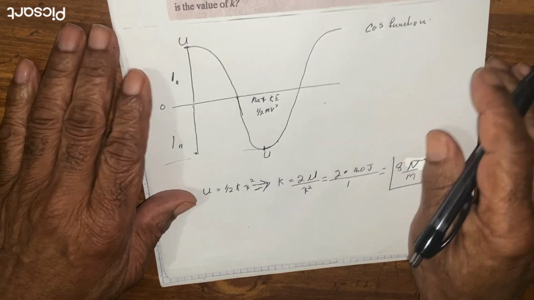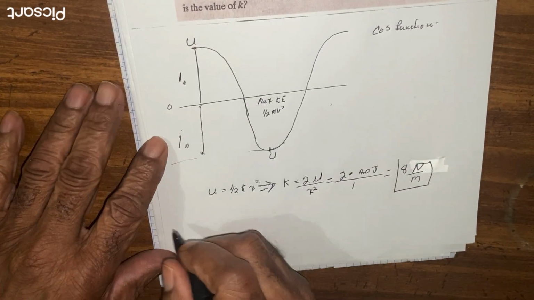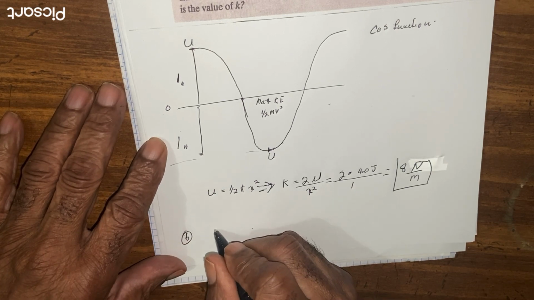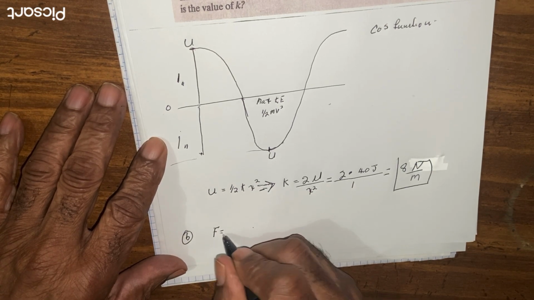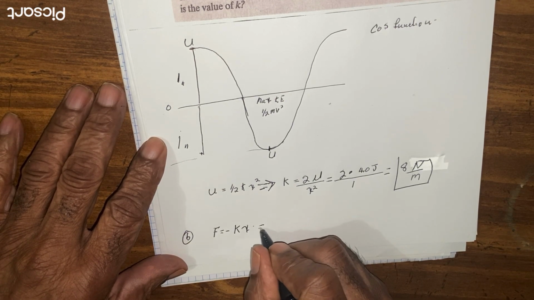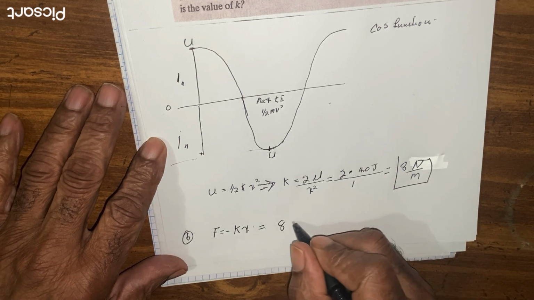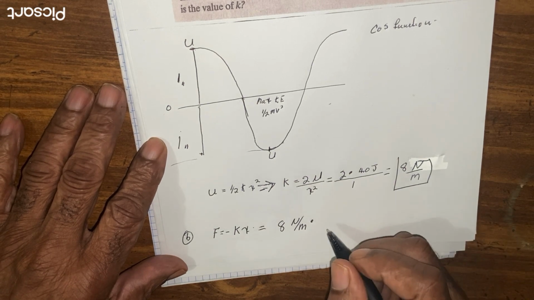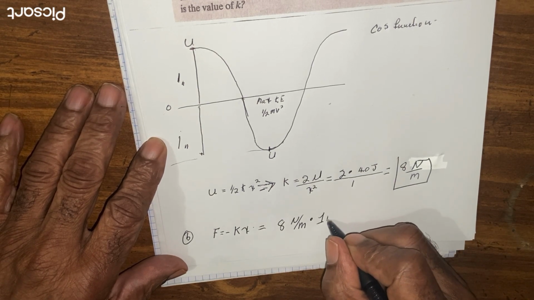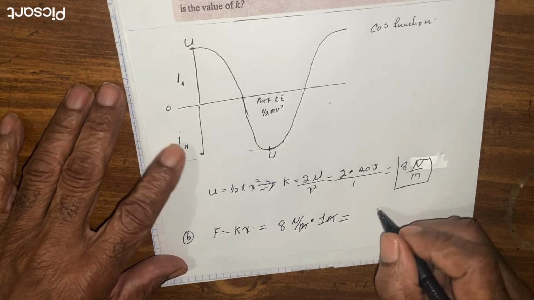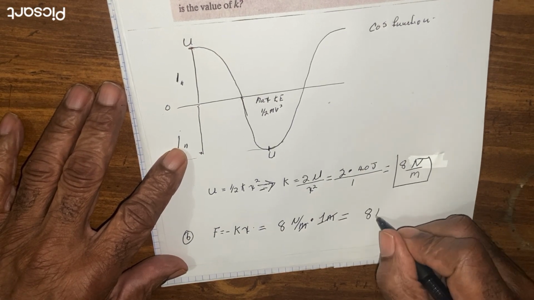Now for the magnitude of the force, F equals minus K x, which is just going to be 8 newton meters times 1 meter. The meters will cancel. So the magnitude of the force will be just 8 newtons.